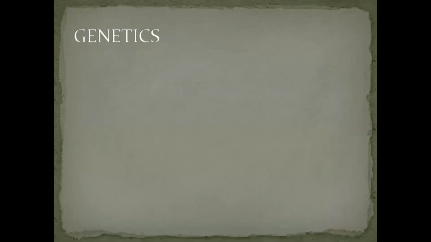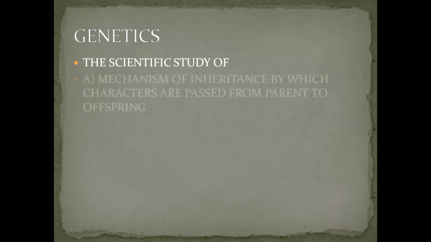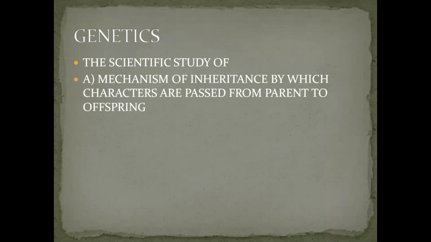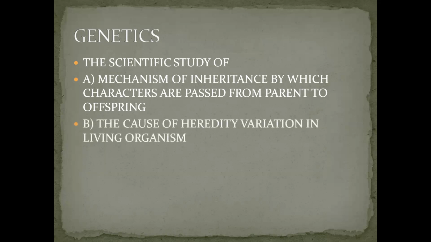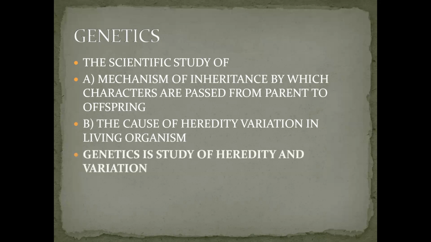Then genetics is the scientific study of genes. But in that, we have to study the mechanism of inheritance by which characters are passed from parents to offspring. Mechanism, how the characters are passed from parent to offspring. And the second part is the cause of variation in the living organism. In general, genetics is the study of heredity and variation. So genetics means we have to study both why we look like our parents as well as why we don't look exactly like our parents.